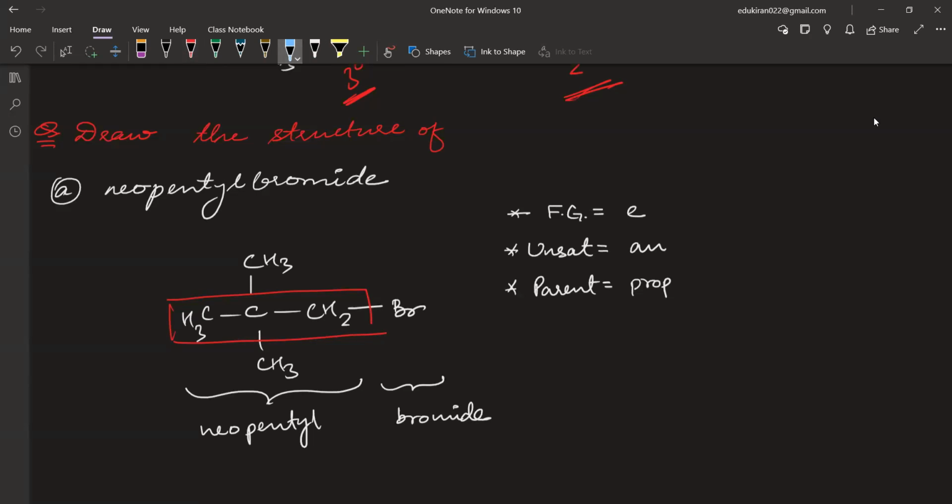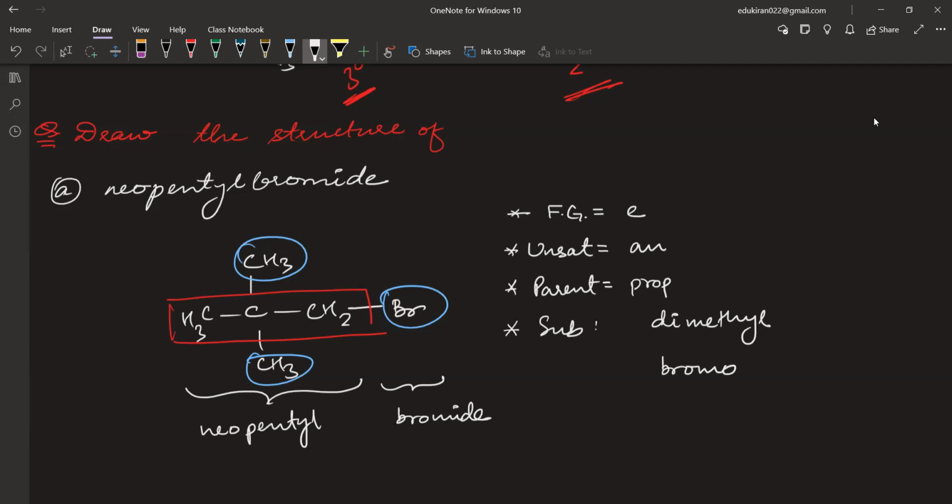Whatever remains after the identification of functional group, unsaturation, and parent is the substituent. Now in the substituent, we have 2 methyl groups, that means dimethyl, and then we have 1 bromo. Clear? Now A or B?